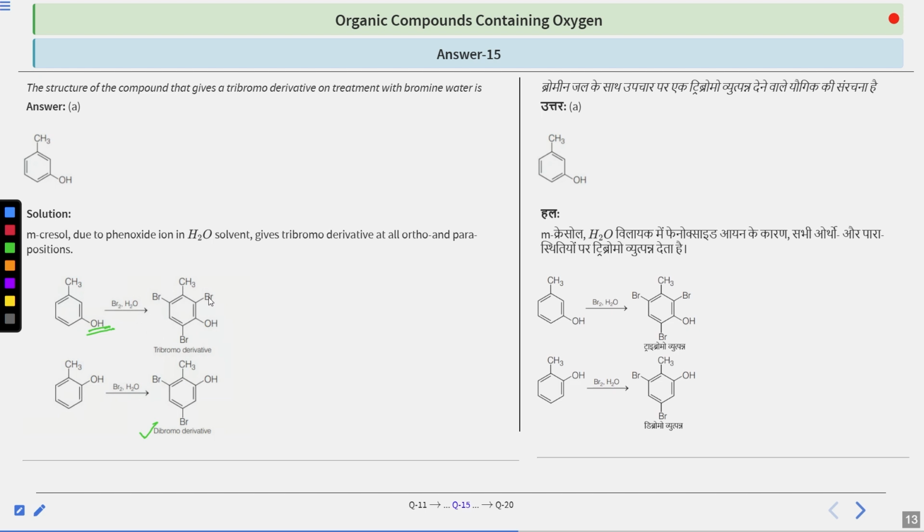That will only be possible when the hydroxyl group is attached at the meta position, or the meta position is occupied by the hydroxyl group. Then we will get a tribromo derivative. So our reactant is metacresol, and thus option A is the correct answer. Moving on to our next question.